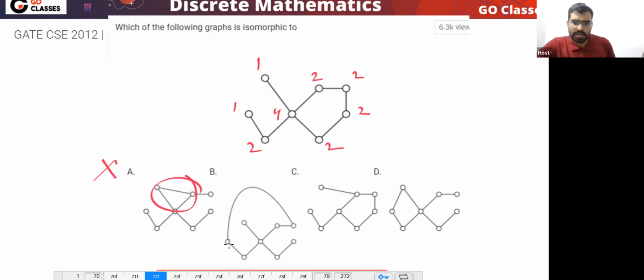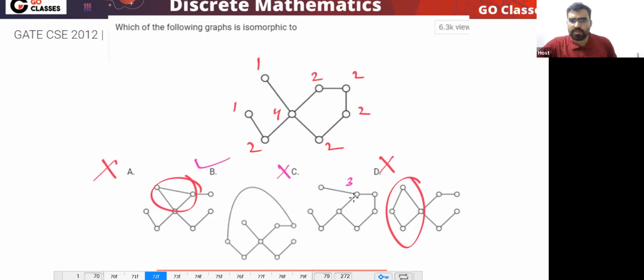Okay, so here we don't have a 4 length cycle. But here you have a 4 length cycle. So this is gone. Next, what about the next? Only 2 options are remaining. Here you can notice that this vertex has degree 3. So this option is also gone. So the answer will be B.